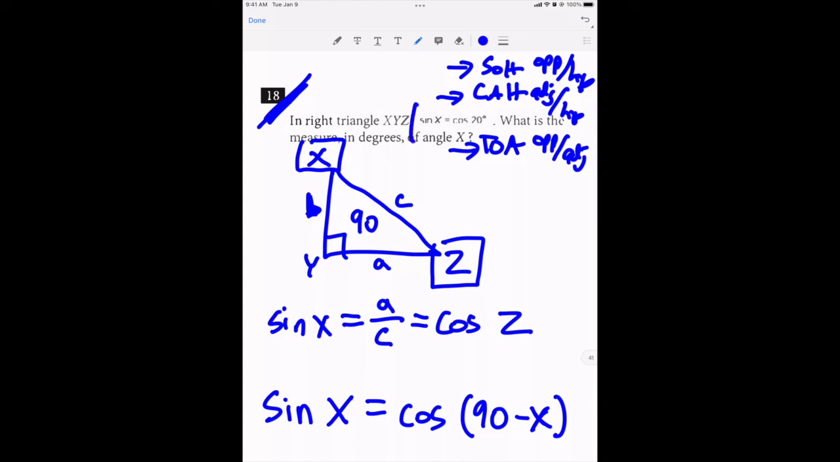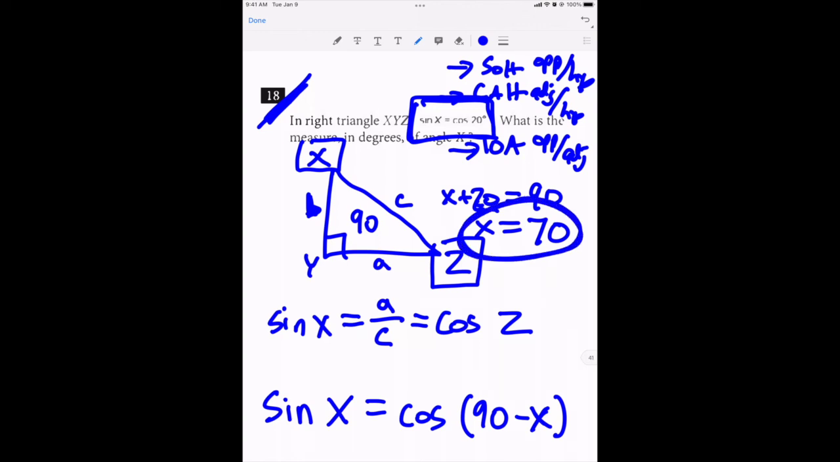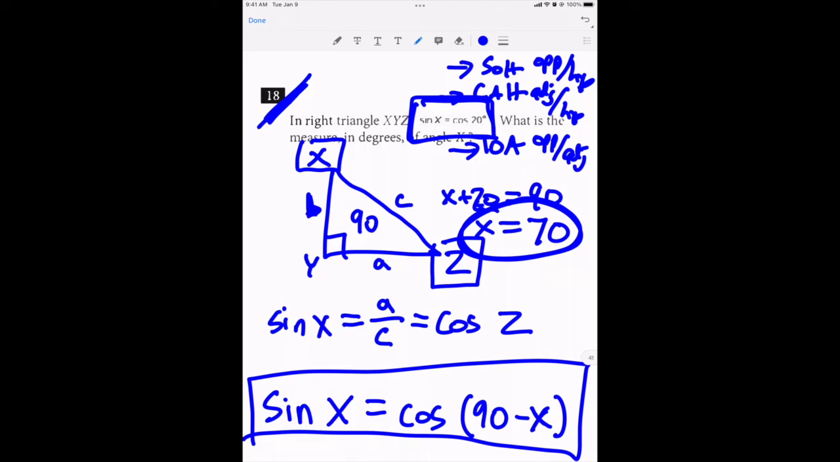So up here, we are told that the cosine of 20 equals the sine of x, and we know that x and 20 have to be complementary angles that add up to 90, so simple math tells us that x has to be 70 degrees. A little bit of a pain, but we got there, and if you know this fact, that problem gets pretty easy pretty fast.